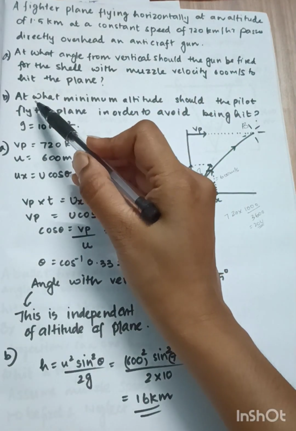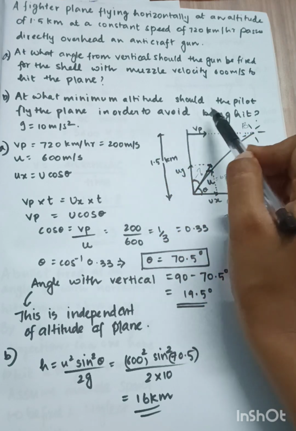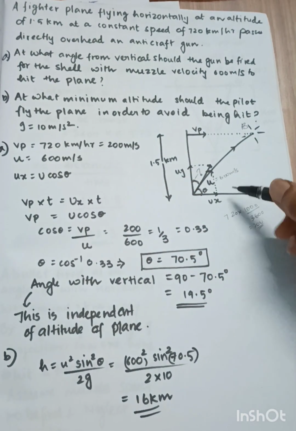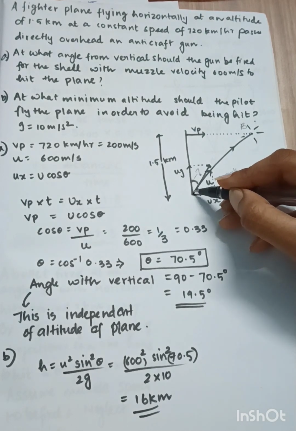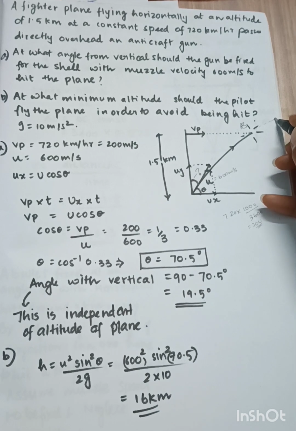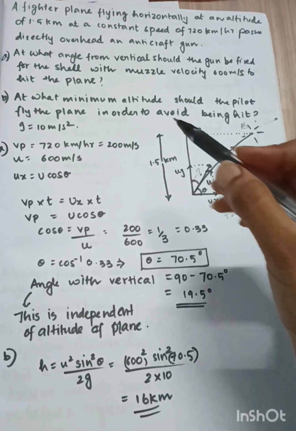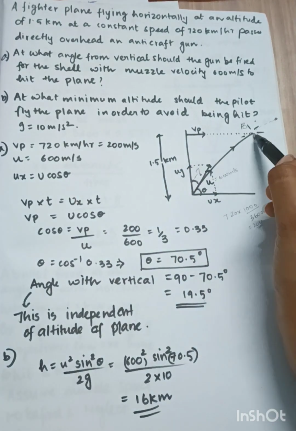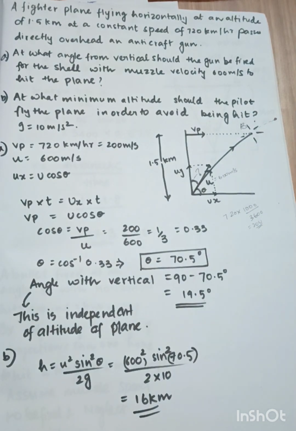Second question is, at what minimum altitude should the pilot fly the plane in order to avoid being hit? So it is not getting hit at a maximum height or something. It is somewhere getting hit. So its maximum height should be somewhere like this. Somewhere at this point, there should be its maximum height. So now the question is, at what height should the plane fly in order that it should not get hit? That is the question.